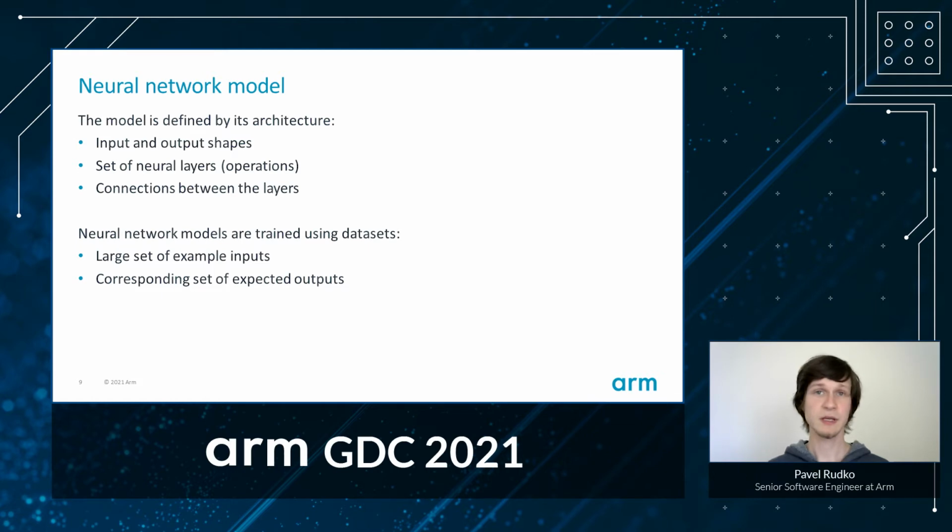The model is defined by its architecture. That means input and output shapes, set of neural layers and connections between these layers. And once we define the structure of the neural network, we can train it on a data set. That means a large set of input examples and corresponding example outputs that we expect from the neural network.